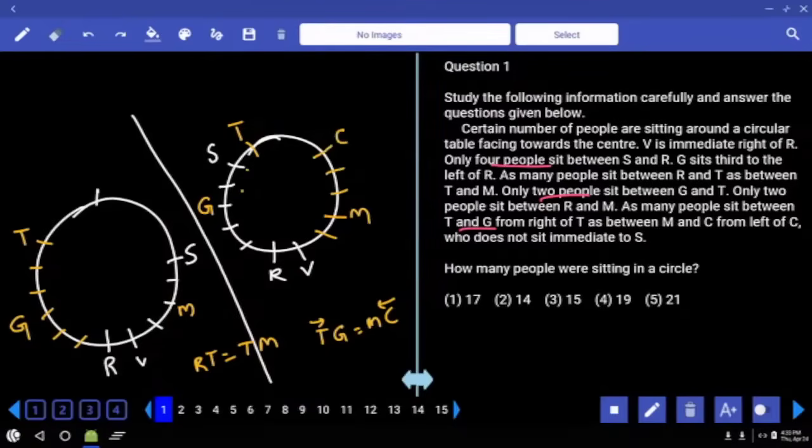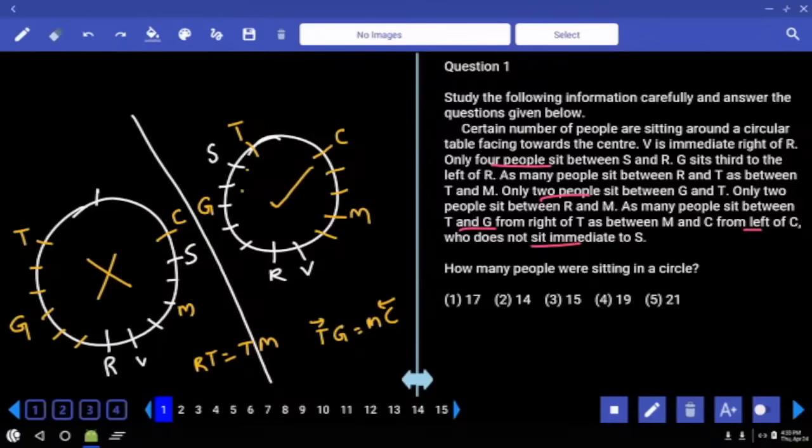Number of persons between T and G, there are 2 people to the right of T. Same as M and C to the left of C. C must be here. Then left of C, C is not immediate to S. In the second case, C and S are adjacent. Now this is the final arrangement.